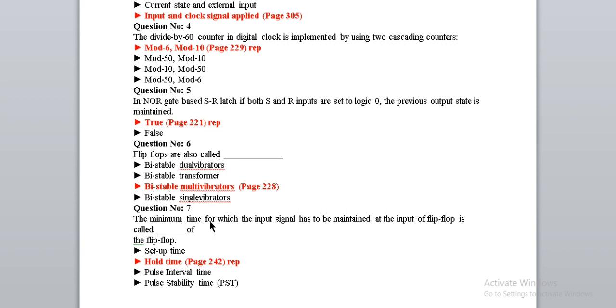The minimum time for which the input signal has to be maintained at the input of the flip-flop is called hold time of the flip-flop.